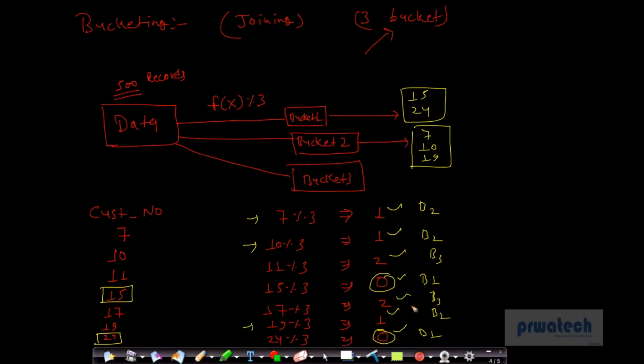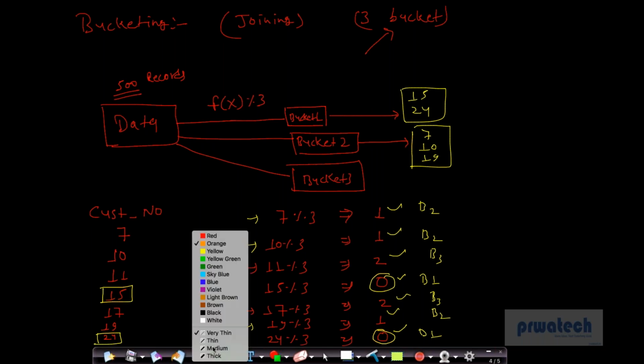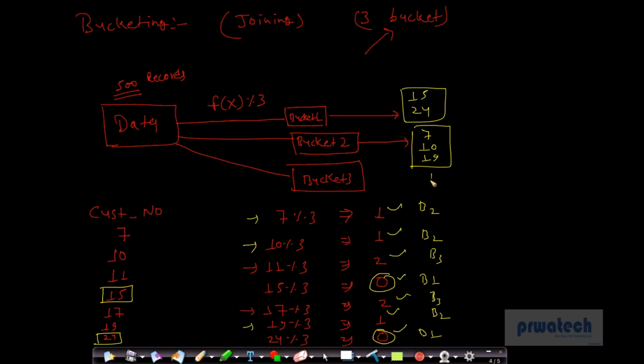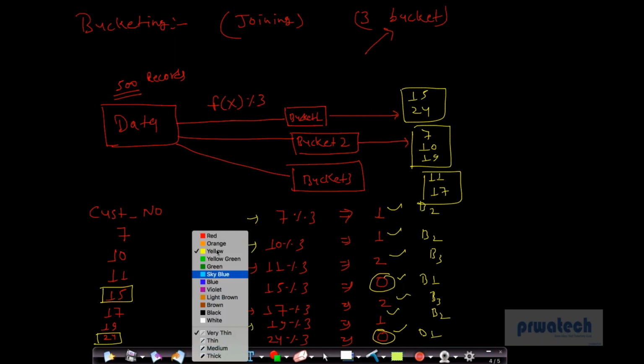And third, bucket remainder 2 is we have 11 and 11 and 2 and 2, 17. So 2 and 17, sorry, 11 and 17 will go to the last bucket.